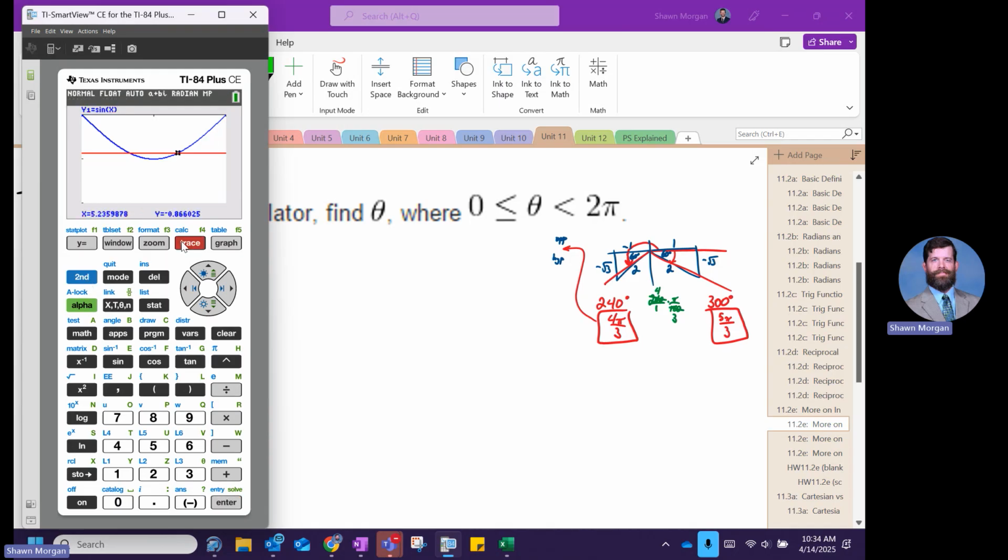But you could also just hit trace and type in the value 4 pi over 3, to check your answer. And voila, we see it's that other point of intersection. So you could check your answers just by typing them in, hitting trace and 4 pi over 3, trace 5 pi over 3, and seeing if it's a point of intersection.